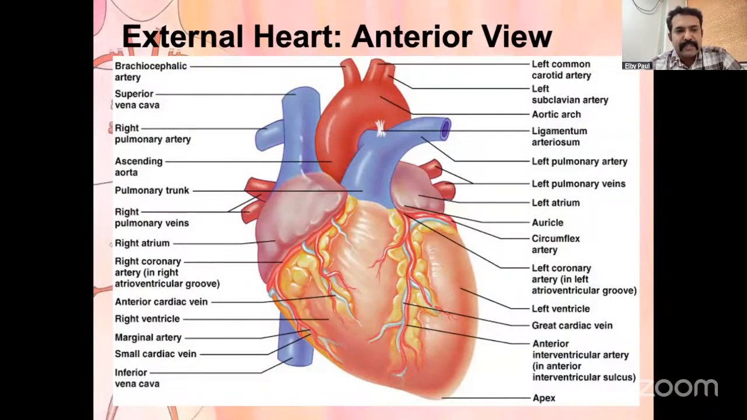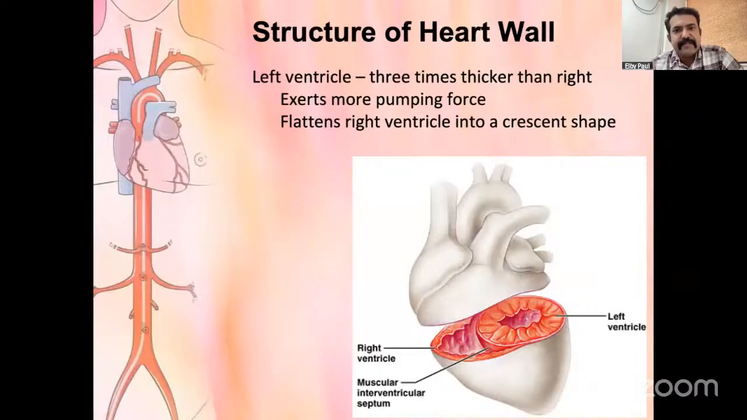This is the outer structure of the heart. We can see here the coronary arteries. There are three coronary arteries: the right coronary artery, the left anterior descending, and the left circumflex. These arteries supply blood to the heart. Again, I am saying this, the main powerhouse of the heart is the left ventricle, three times thicker than the right, exerting more pumping force and flattening the right ventricle into a crescent shape.